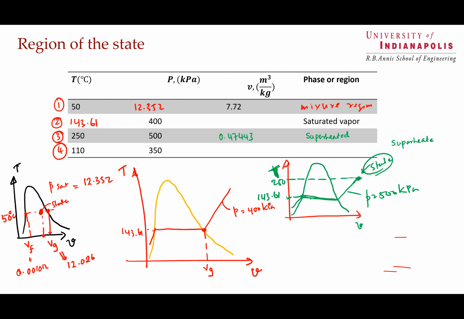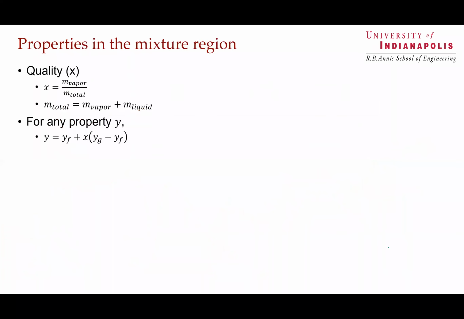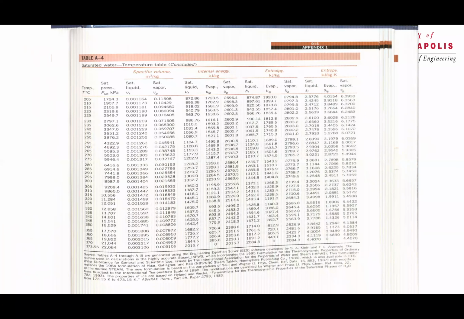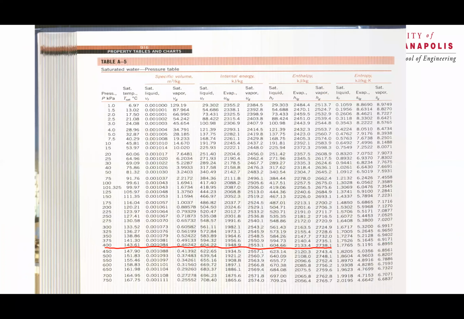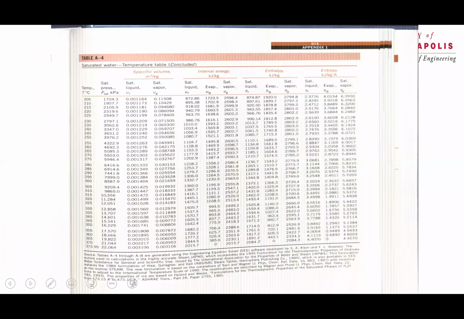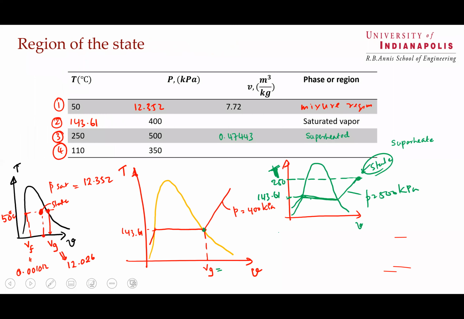Now, in the previous case, we didn't look at the Vg value, that is at 400 kilopascal and saturated vapor. Go back to the saturated water pressure table, 400, and Vg is 0.46242.